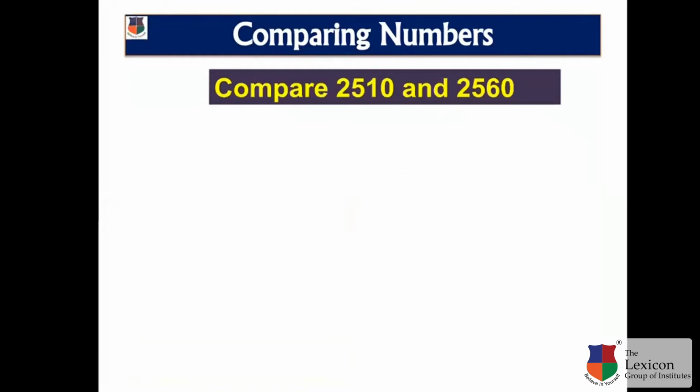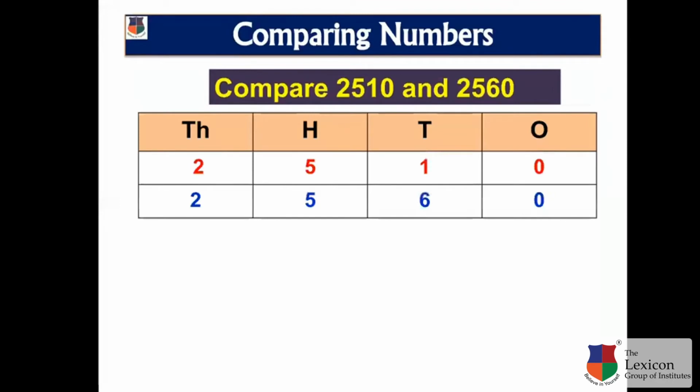In the previous example, when we were comparing two numbers, the first number had 4 digits and the other number, 760, had 3 digits. So it's very easy to compare a 4-digit and a 3-digit number. But what if both numbers have the same number of digits? Here the first number, 2510, has 4 digits, and the second number, 2560, also has 4 digits. Now, how to compare?